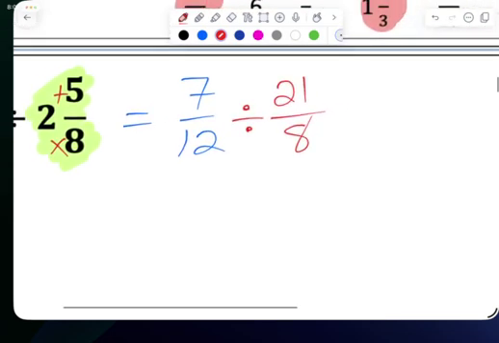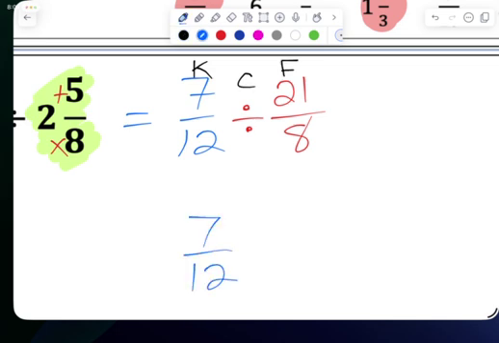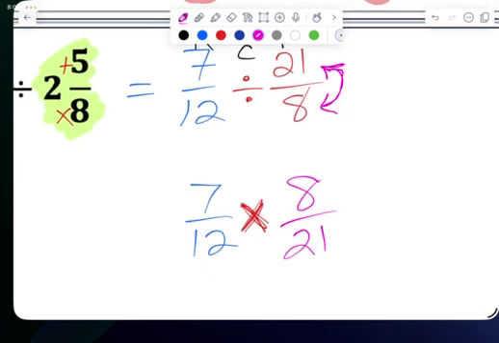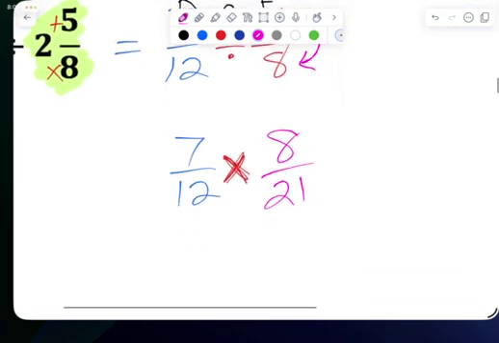All right. You got to keep, you got to change, you got to flip. You got to keep 7/12. You got to change it to multiplication. And then you got to flip the second fraction. Use its reciprocal. That's 8/21. All right, still doing great. Looking in our diagonals, here's 7 and 21. Yay, 7 is prime. So I'll divide them both by 7.